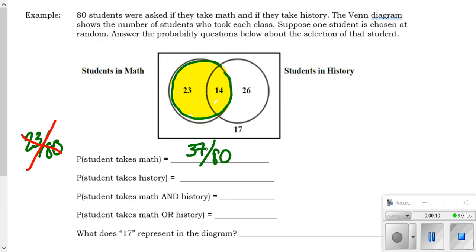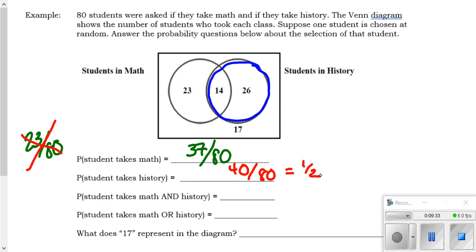Okay, same idea holds when we look over to the history circle. So for history, I'd want to include everyone in this history circle. So if we add that together, that's 40 out of 80, which is 50% or a half. If you want to reduce, you don't have to.